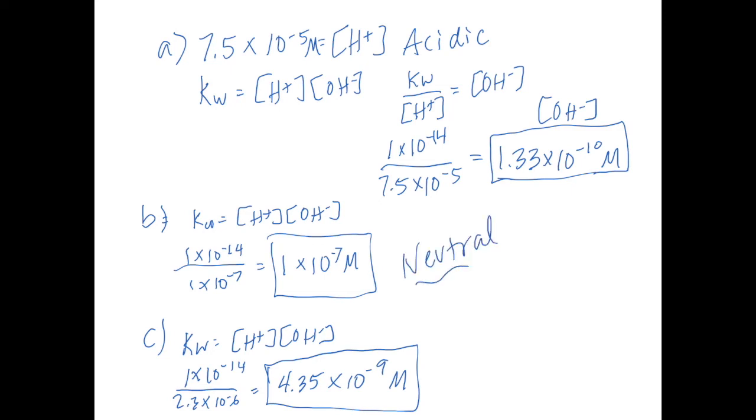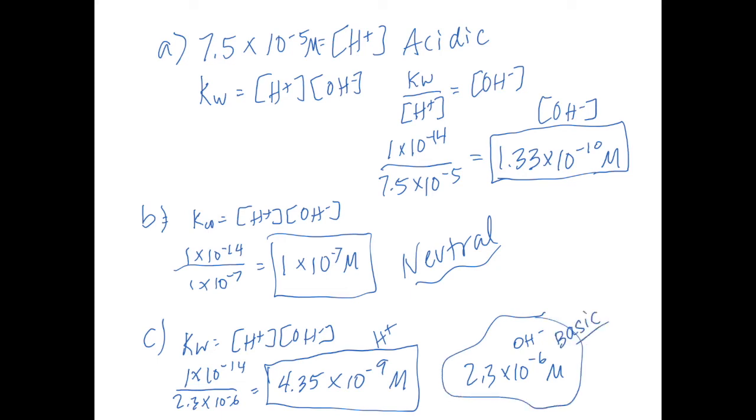My B is neutral because they're the same, right? They're both 1 times 10 to the minus 7. And in the last one, my OH minus was 2.3 times 10 to the minus 6, and H plus was this one. So this solution's basic because that one's bigger.